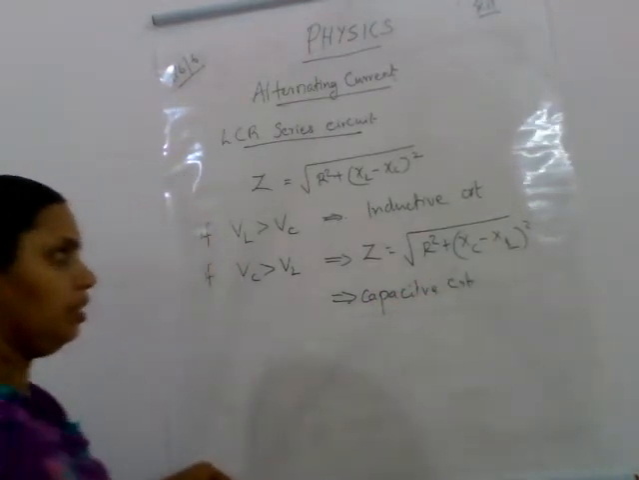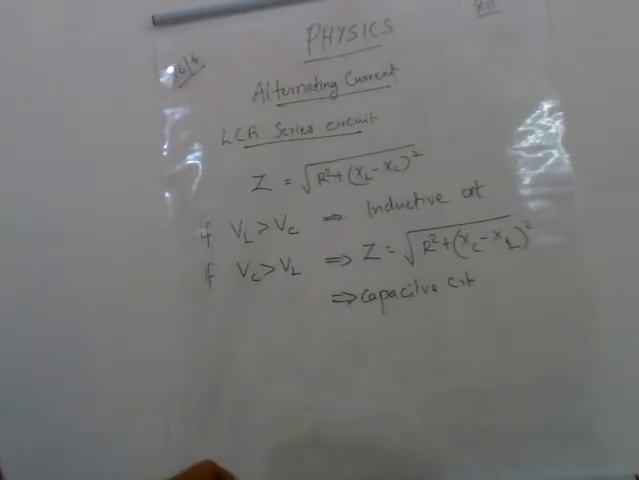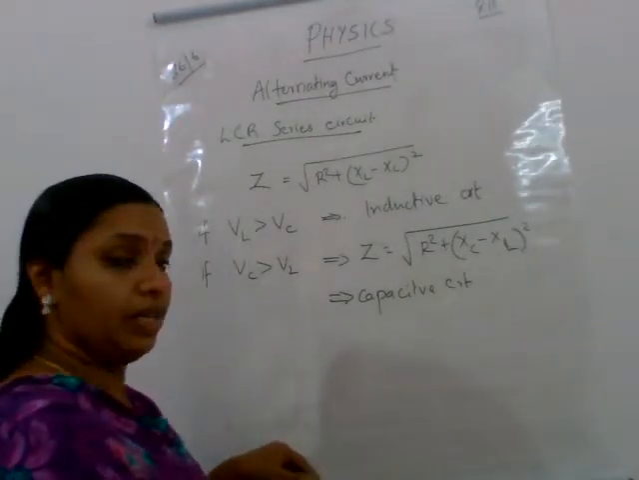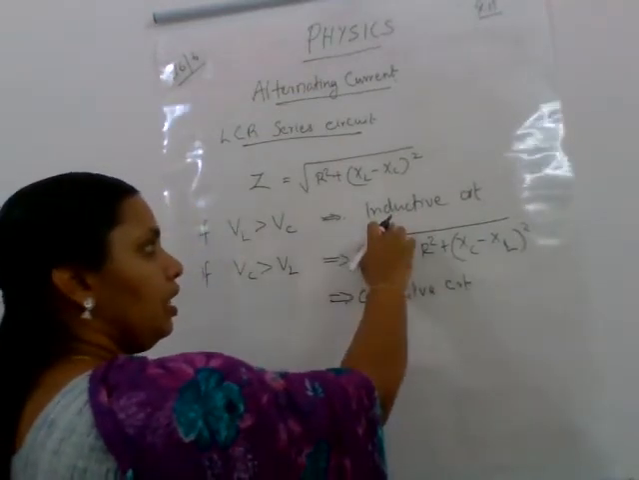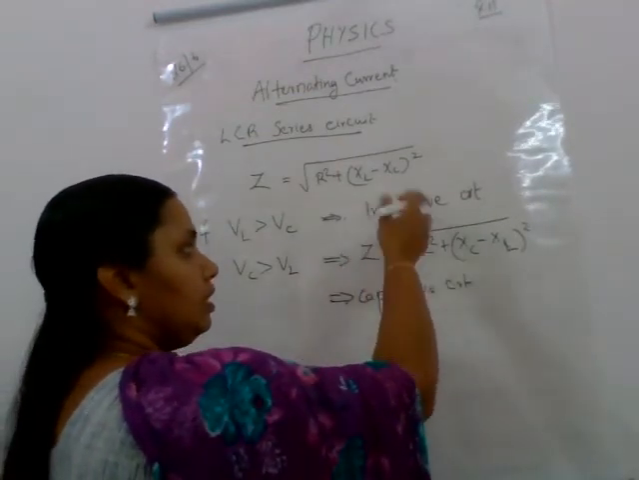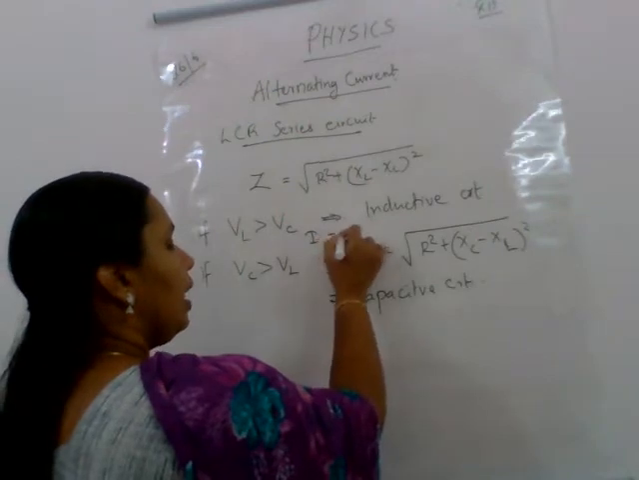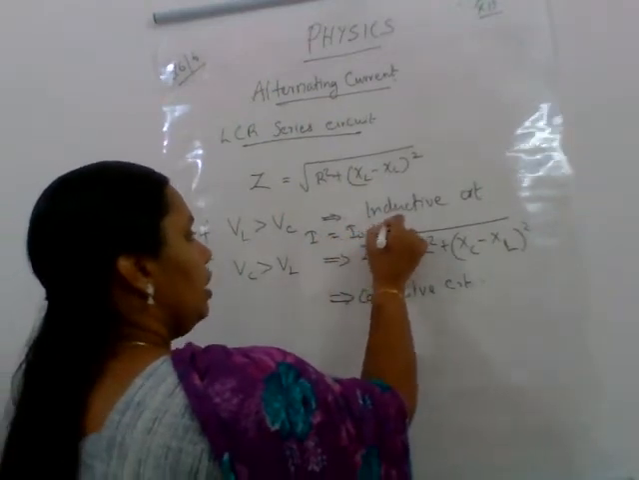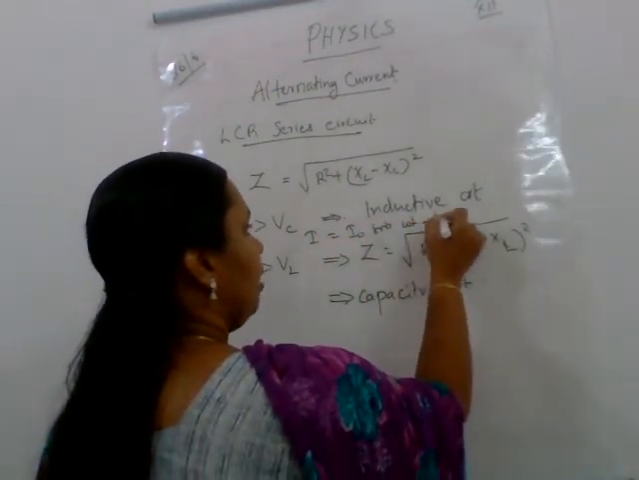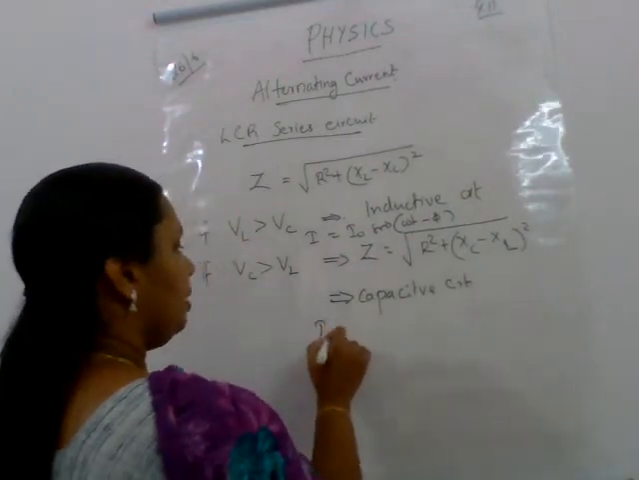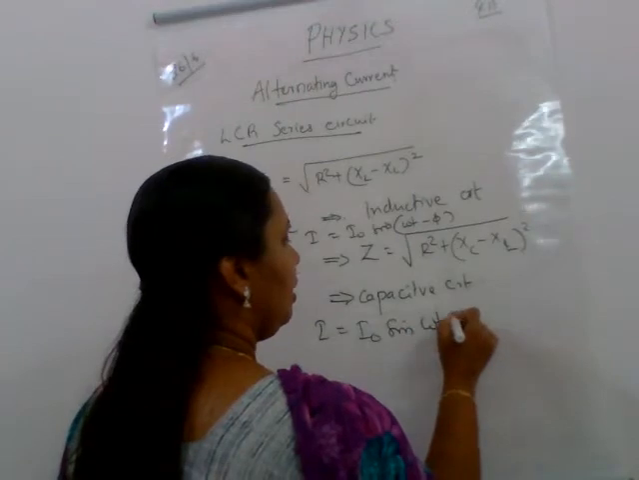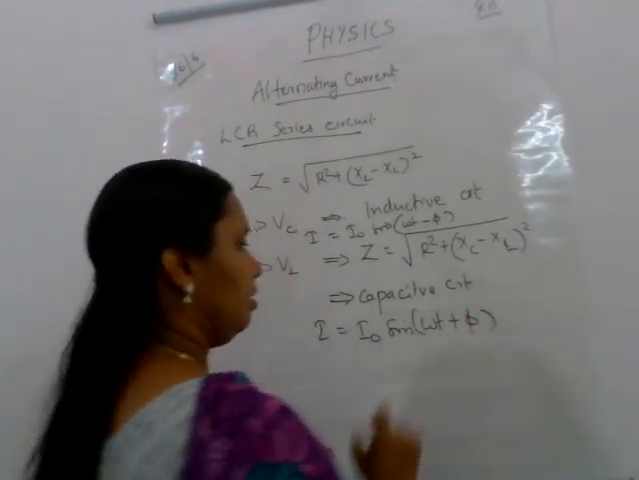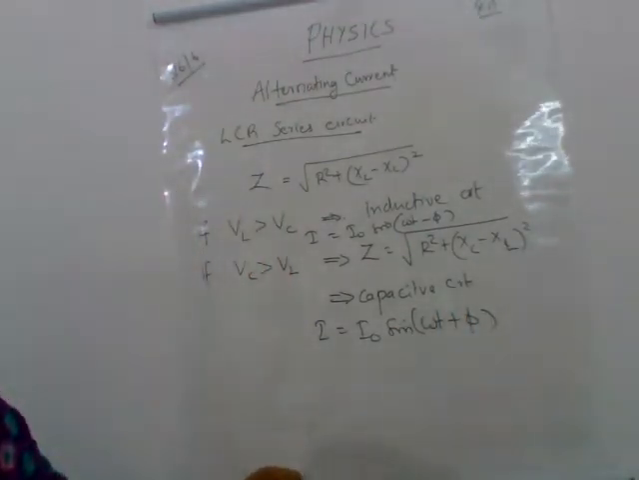Capacitive circuit. Inductive circuit, capacitive circuit. That is a series LCR circuit itself. If this is the condition, it is an inductive circuit. Here the current lags, so the instantaneous current will be I equal to I0 sin(omega t minus phi). And here, the current will be I equal to I0 sin(omega t plus phi). Current leads. Okay, the value comes like that.